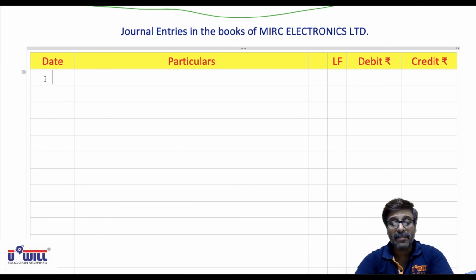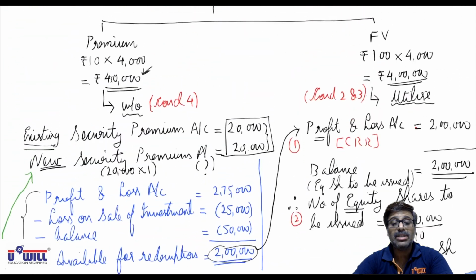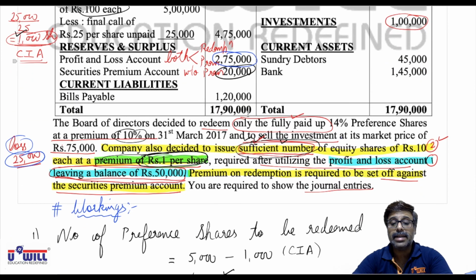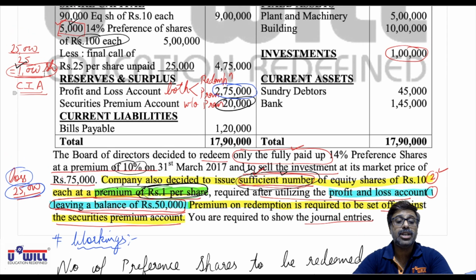I hope you all are done with the formats. Let us pass the entries. First entry will be for sale of assets. If the calls in arrears were called by the company and paid by the shareholders, those entries, like we studied in unit 1, would have been passed in the very beginning, before you redeem the preference shares, as we would have received that money. But here it is clearly given that the directors decided to redeem only fully paid up preference shares. Means these 1,000 shareholders did not pay the money and are not to be redeemed.